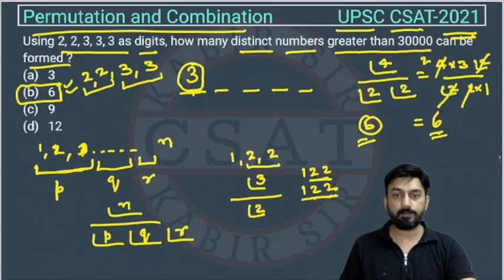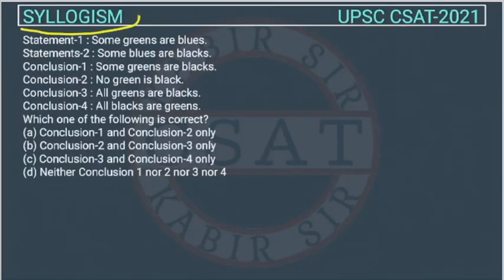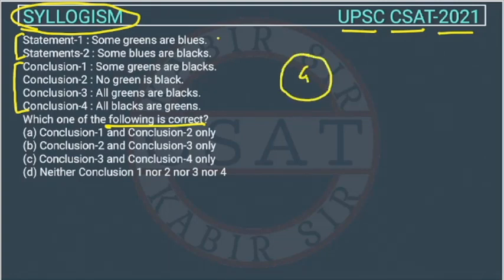So this is a question of reasoning from the syllogism chapter asked by UPSC in their CSAT paper of 2021. Two statements are given, and then four conclusions are given. Which one of the following is correct? We have to check which conclusion we can draw from these statements, right? We will solve it through a Venn diagram. Some greens, suppose this is the Venn diagram of green, are blues. This is the Venn diagram of blue, right? Some blues are black. These blues are black.